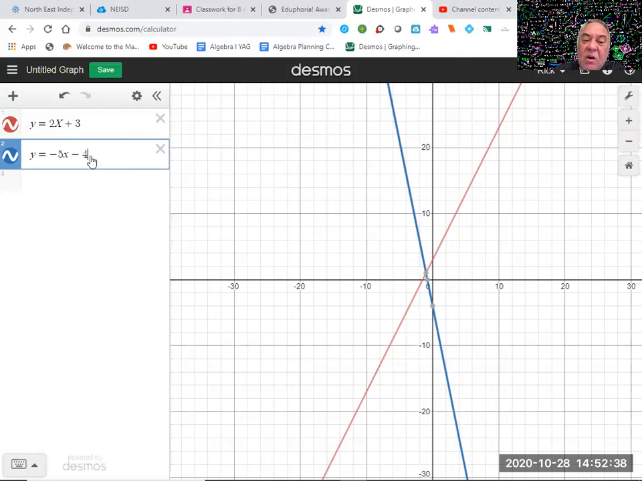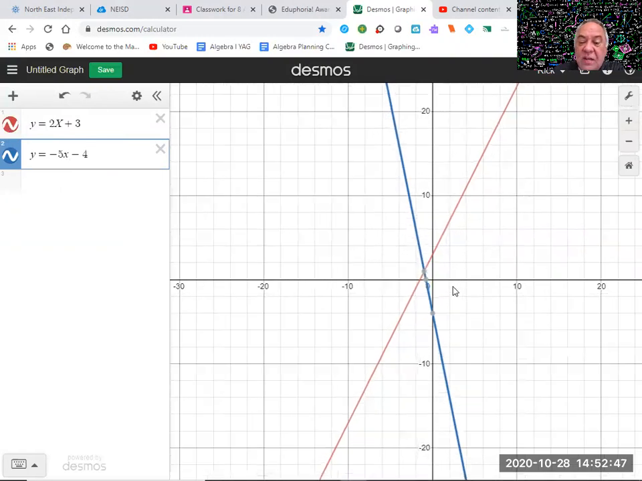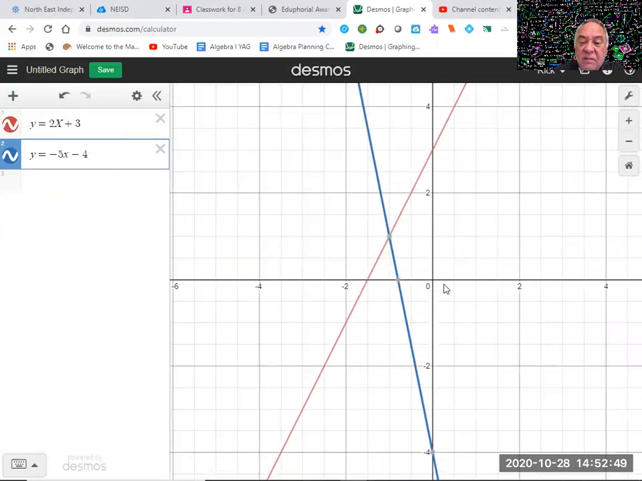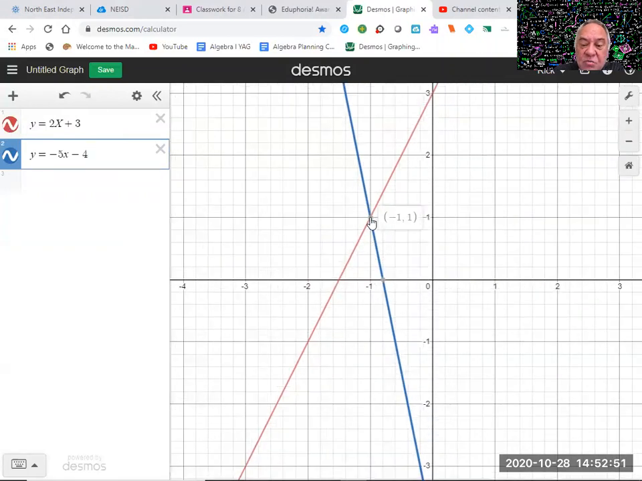But if they are working together, if that is a system of equations, then the solution is where they intersect. Let me close in here, right here. The solution is right there. X is negative 1 and y is positive 1. That's how a system works.